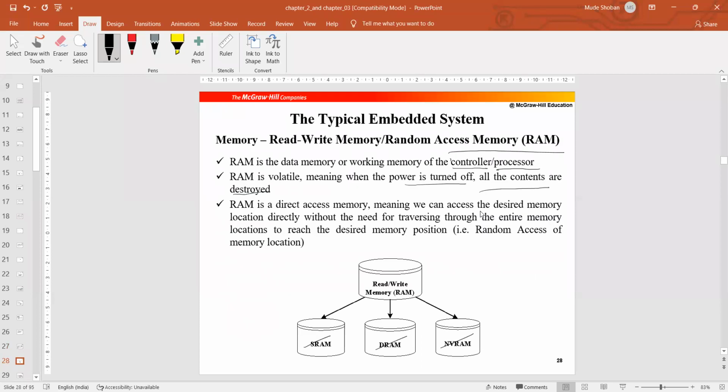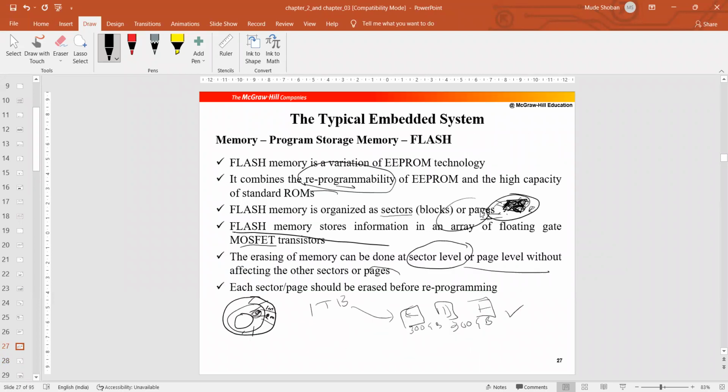So coming to this RAM type of memory, we have finished read-only memory till now and the types of read-only memories. Is it clear? Any doubt in this?